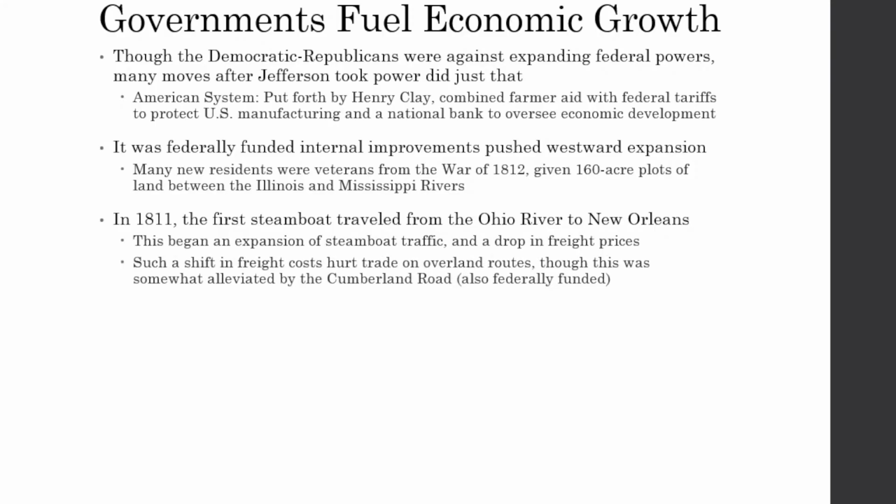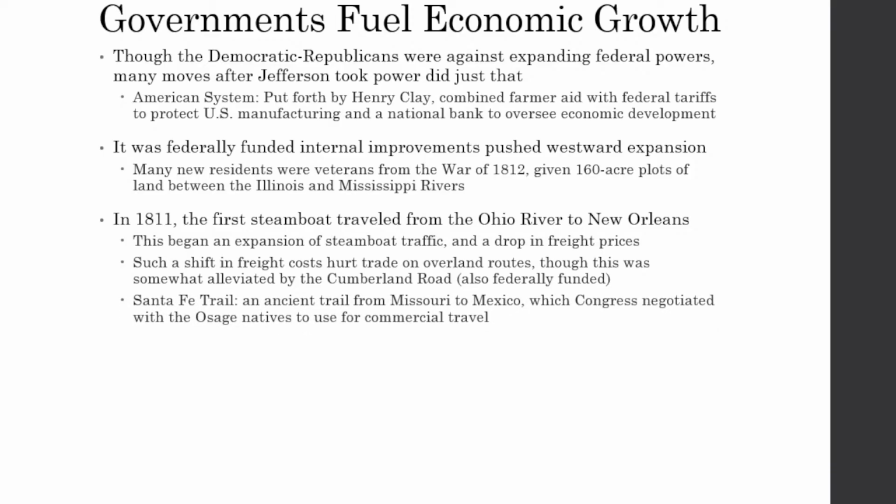It hurt overland routes. The Cumberland Road, which was federally funded, did help a little bit because obviously there were places that rivers couldn't reach and you did need some overland routes. But you wanted to be by a river. You could get anything if you were near a river.